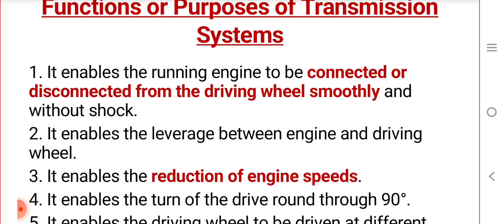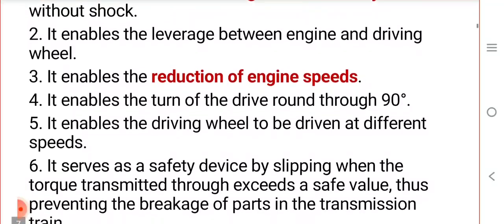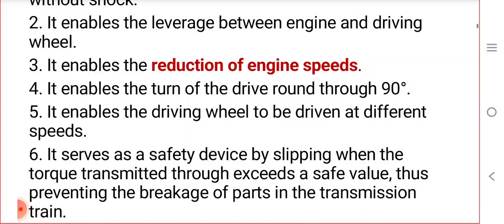Function or purpose of the transmission system. It enables the running engine to be connected or disconnected from the driving wheels smoothly and without shock. It enables the leverage between engine and driving wheels. It enables the reduction of engine speed. It enables the turn of the drive through 90 degrees. It enables the driving wheels to be driven at different speeds.